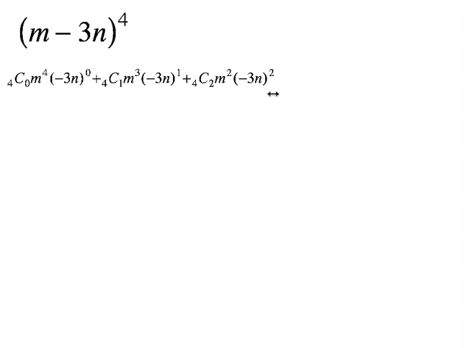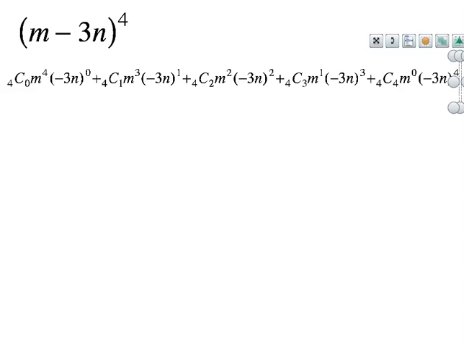What's my next statement then, Mason, since you're on a roll? 4 choose 3, good. m to the first, good. Negative 3n, good. Okay, plus, what's my last one going to be, guys? 4 choose 4. m to the 0. Yep. Negative 3n to the 4th, good. Now all we have to do, once again, is individually go through and find what they are.